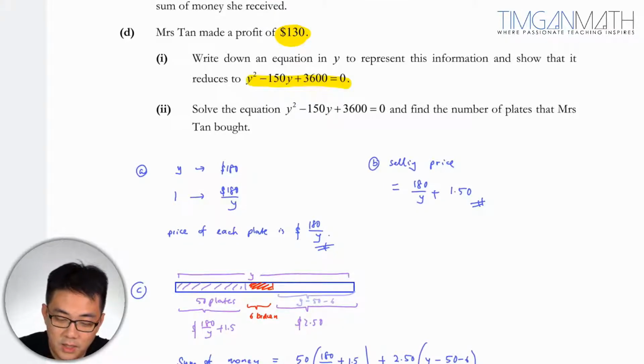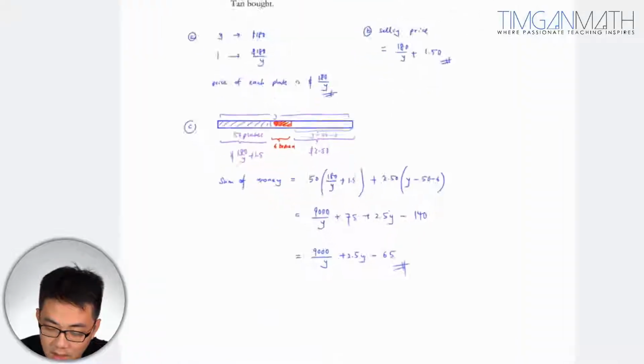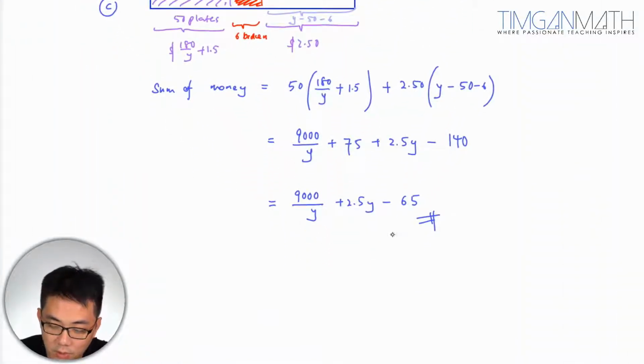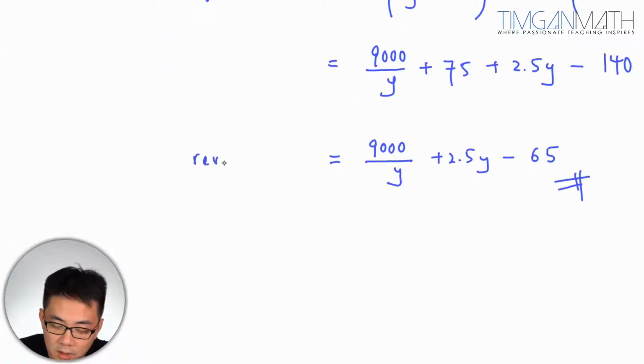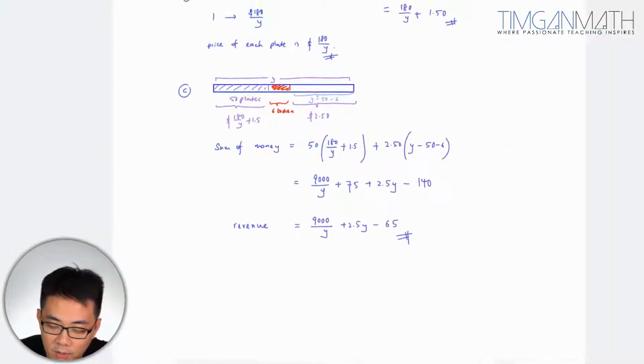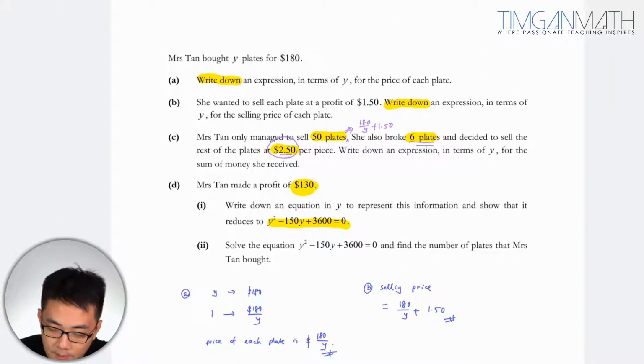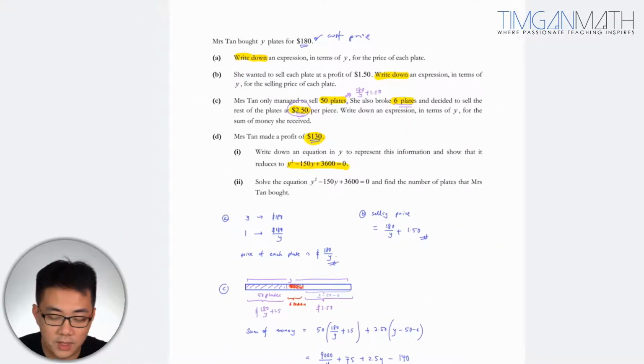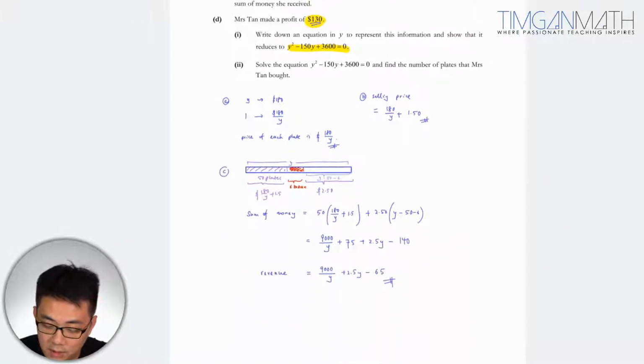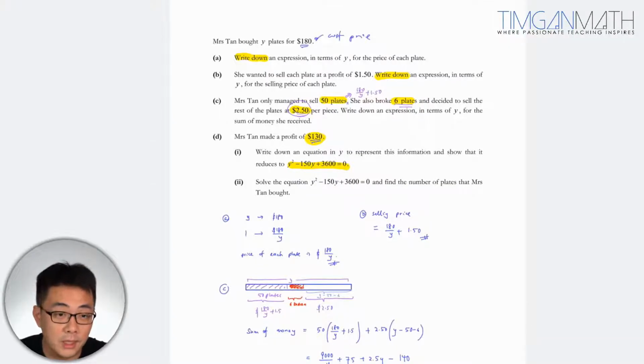Okay, great. Let's slowly do it. The profit is 130. This is what she will receive, and this is her revenue. So revenue minus this, the cost price, will give us a profit. So what we're going to do is take the revenue minus cost price equals 130, and that's the expression we are looking at.